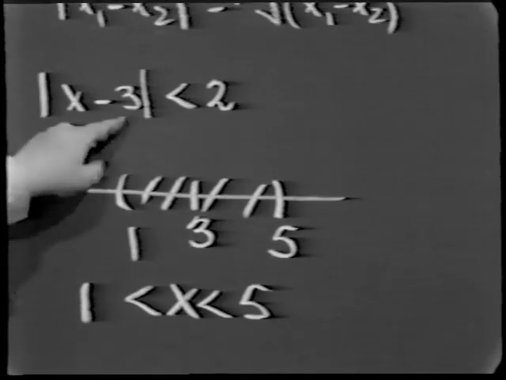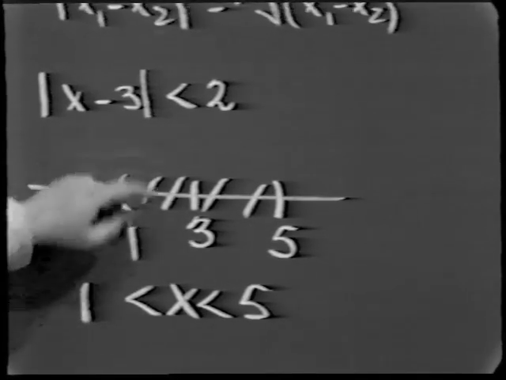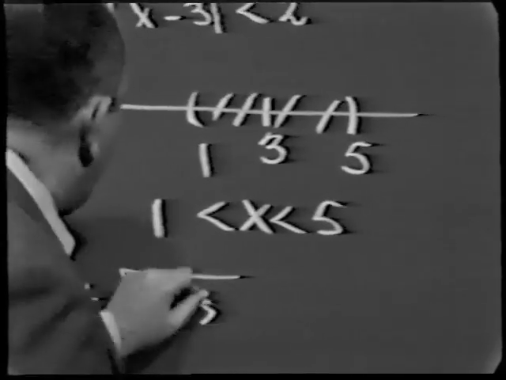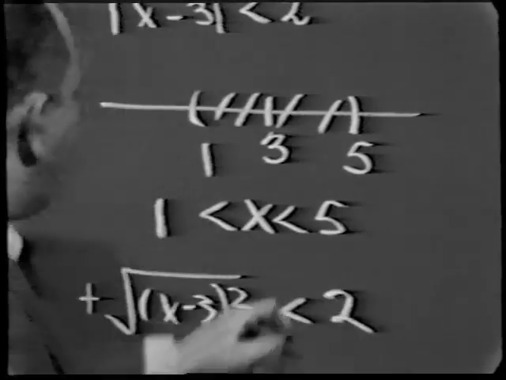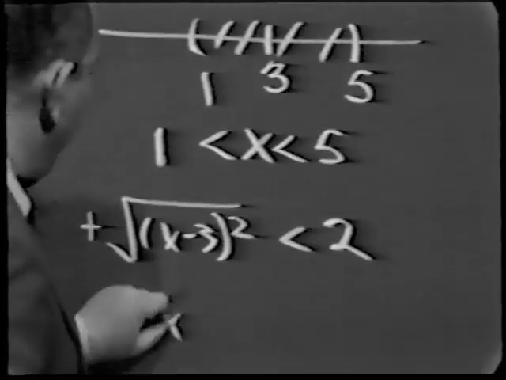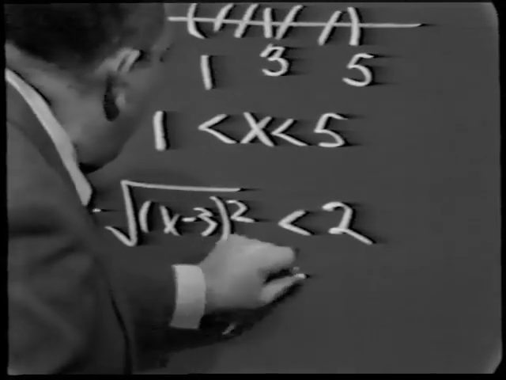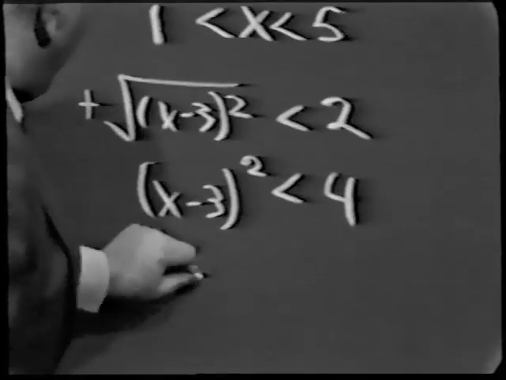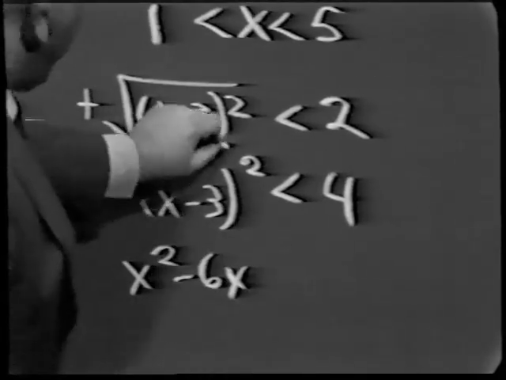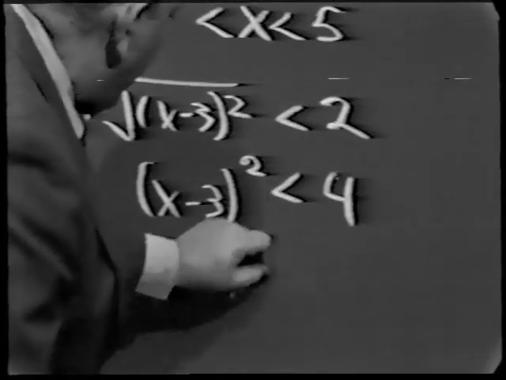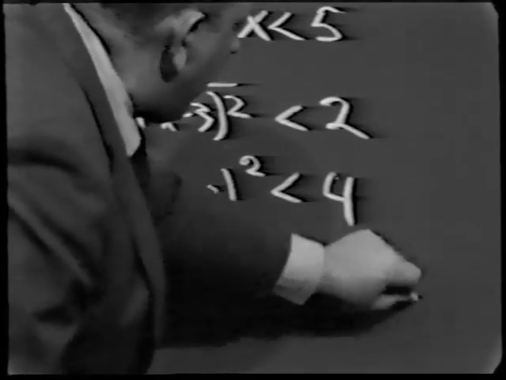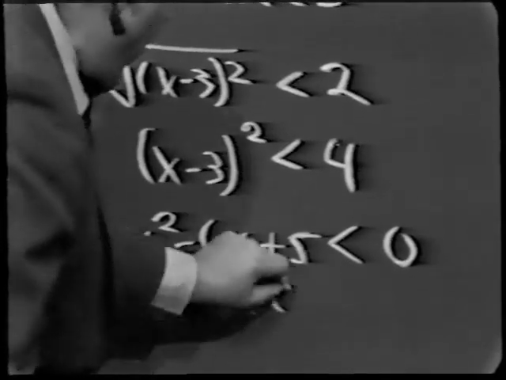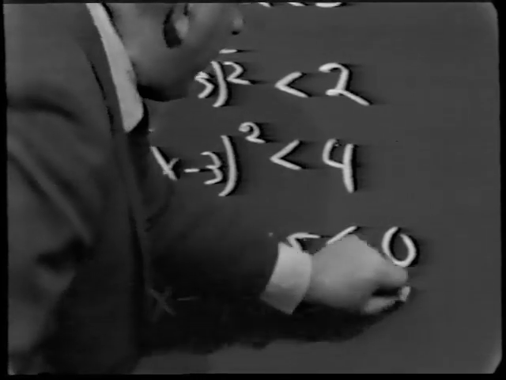On the other hand, you can always go back to the basic definition and say, wait a second, this means the positive square root of x minus 3 squared is less than 2. So I will square both sides. If you do that, you get x minus 3 squared is less than 4. If you now collect terms and expand, you get x squared minus 6x plus 9 minus 4. That's what? x squared minus 6x plus 5 is less than 0. This factors into x minus 1 times x minus 5 is less than 0.